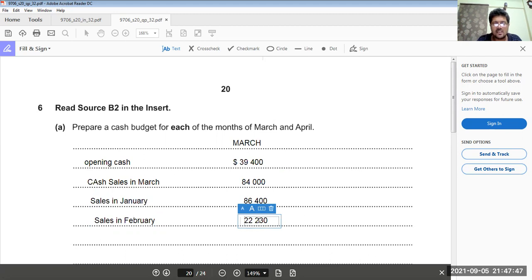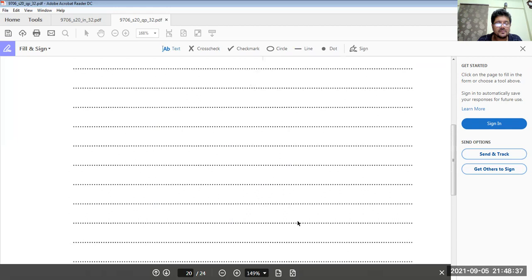Now total cash available we have over here: 39,400 plus 84,000 plus 86,000 plus 22,230, 232,030. Now this is cash inflows.